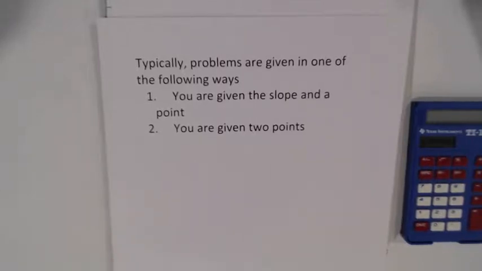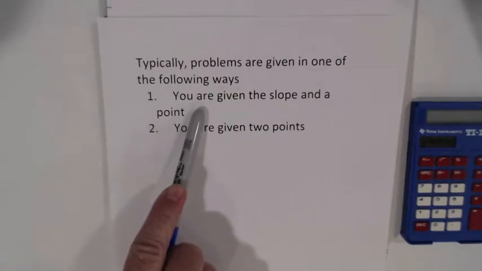When you're asked to write the equation of a line, typically the problems are given in one of the following ways. You're given the slope and a point that's on that line, or you're given 2 points on that line. In this video, I'm going to go over this first way, where you're just given a slope and a point.